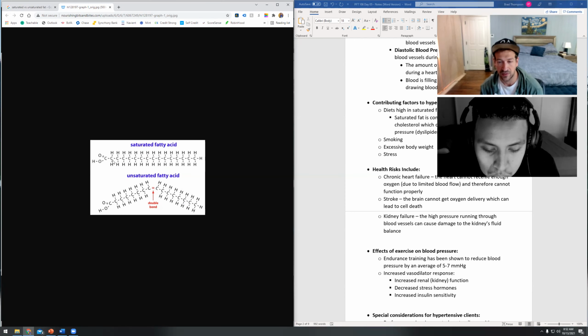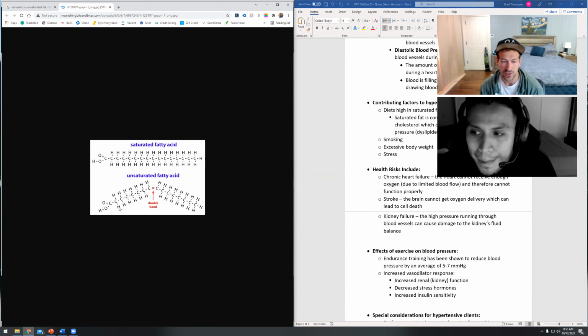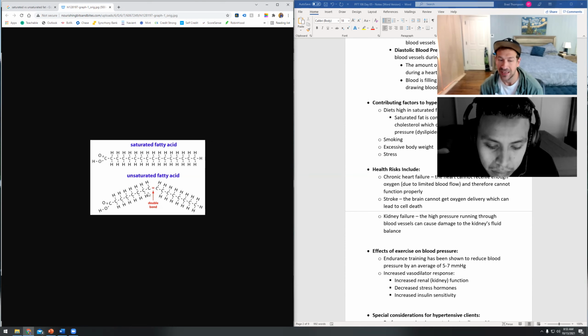Picture a table with a bunch of chairs and all of the chairs are filled. That's a saturated fat. All the chairs are saturated, right? Versus what we see over here, there's a kind of a kink in the table, right? There's this double bond in the middle, and it creates this kind of interesting shape. That is an unsaturated fat.